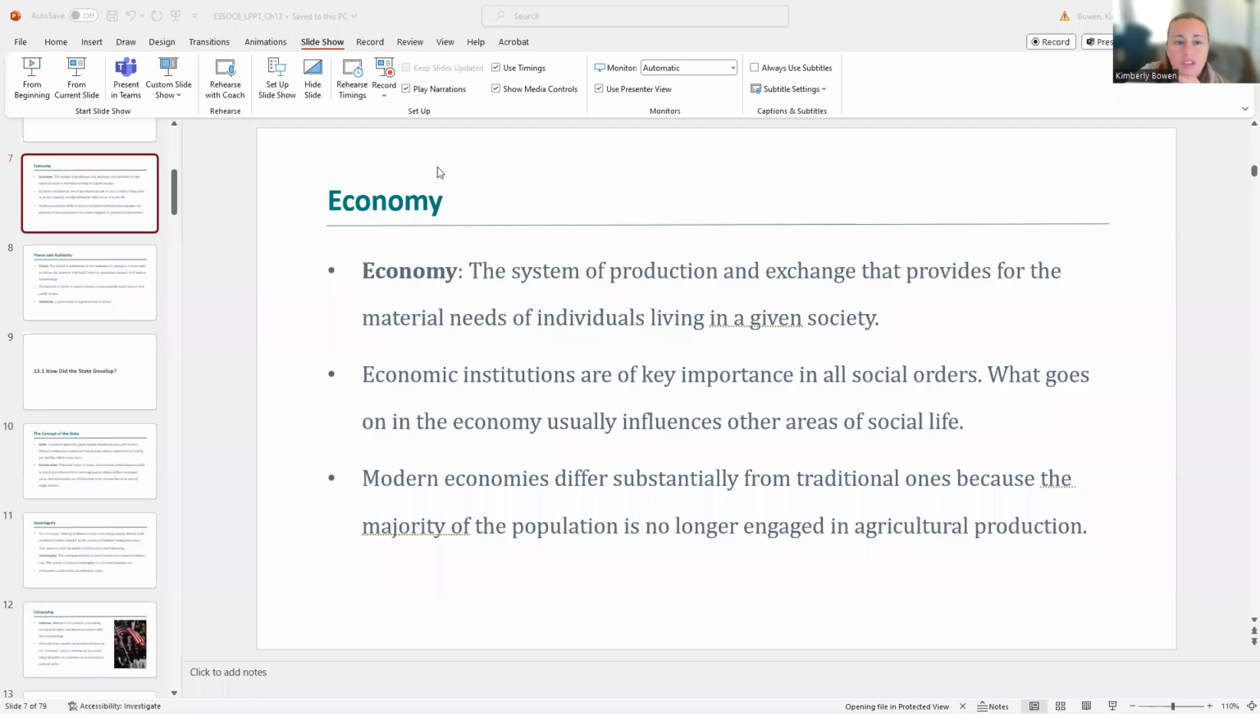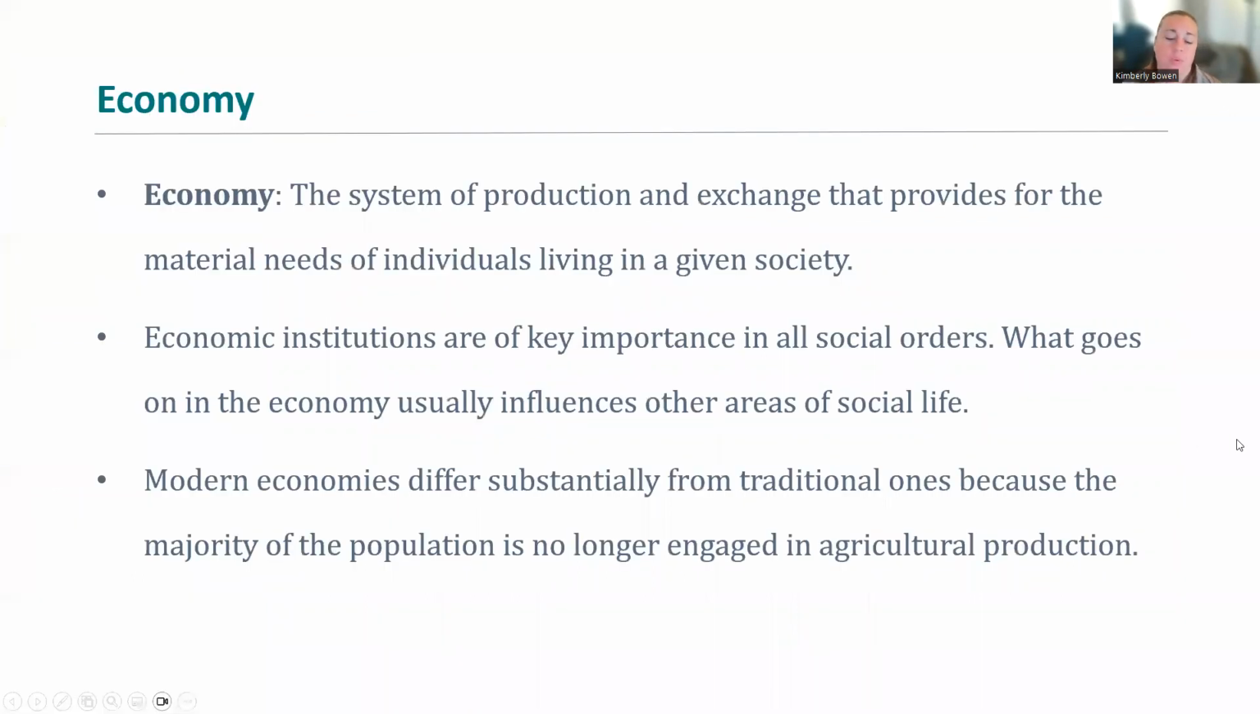All right, so we're going to start with a few definitions. And this is just to kind of get us geared up for what it is we're learning. So the economy is really the system of production and exchange that provides us material needs for individuals living in a given society. So we've had multiple different economic systems throughout time.